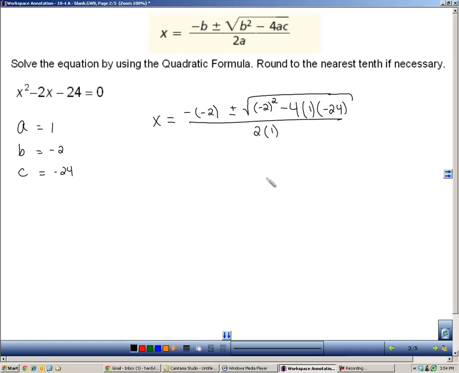One thing to be sure you do is make sure you put all of that stuff on top over the 2. This line has to extend the whole way here. I've seen some people cut it off short, so it looks like this, and that's just wrong. You have to divide everything.